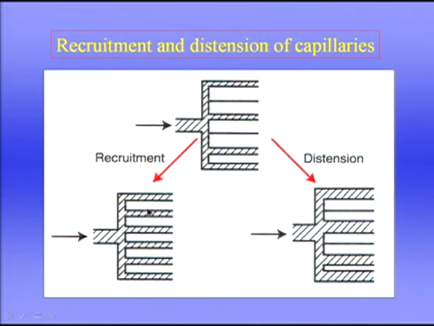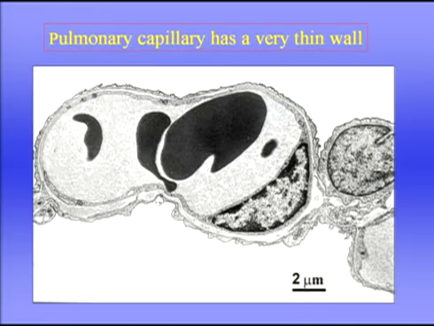And the other thing that happens is called distension, and that is an increase in the caliber of the capillaries, which therefore reduces their vascular resistance. It's not surprising that this happens because, if we look at our electron micrograph, we can see that the wall is very, very thin. If you increase the pressure in the capillary, the capillary distends, rather like a plastic bag distends as you increase the pressure within it.